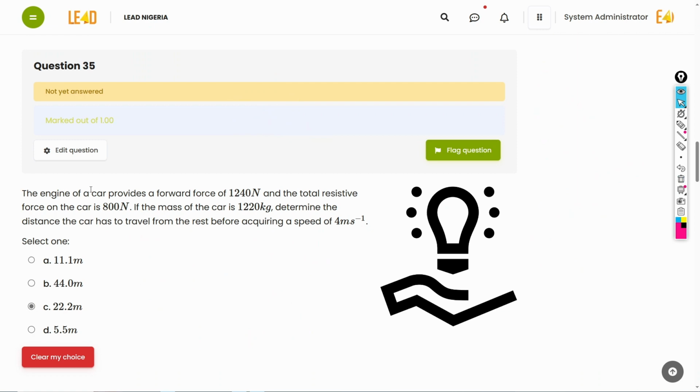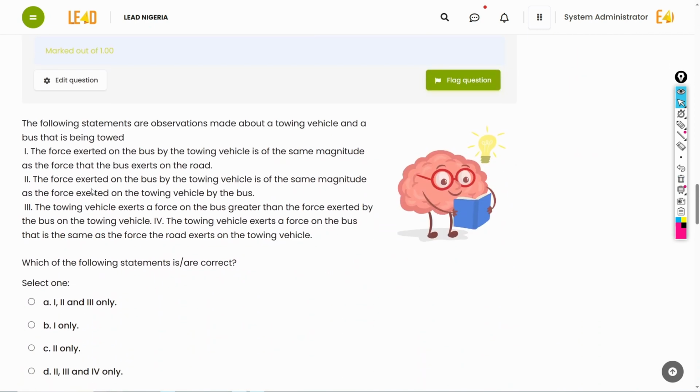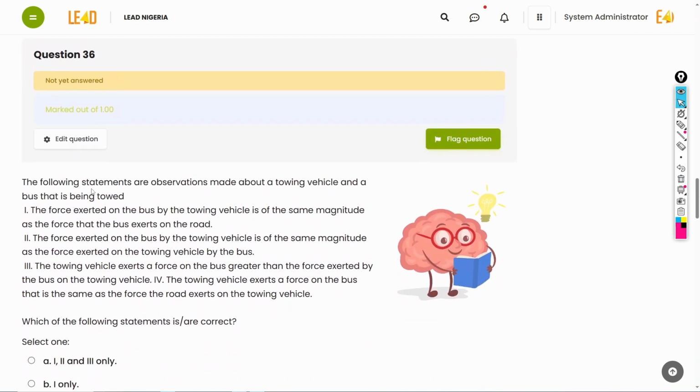All right, so 36. The following statements are observations made about a towing vehicle and a bus that is being towed. The force exerted on the road by the towing vehicle is of the same magnitude as the force that the bus exerts on the road. We have no proof of that. Newton's third law, which is what I think is being portrayed here, is that the force of A on B, all right, so the force of A on B must be the same as the force of B on A.